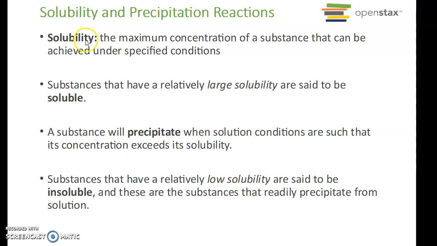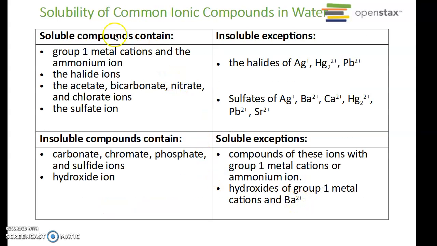Well, let's talk about solubility. Solubility is the maximum concentration of a substance that can be achieved under specified conditions. If substances have a large solubility, they're said to be soluble. That which is not will actually precipitate out of solution. Low solubility means that they are insoluble and will readily precipitate from that solution. And this is something you should write down in terms of what are soluble, and then the insoluble exceptions.